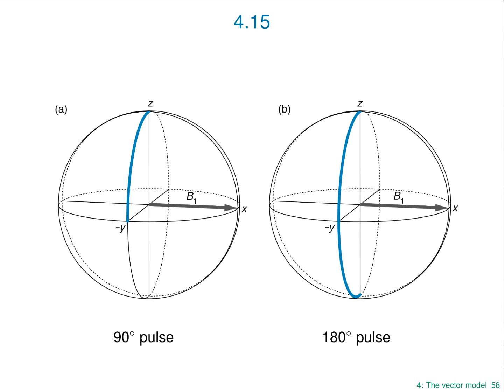Of course, you don't have to do that. If you leave the pulse on for longer, it will start on plus Z, it will go down to minus Y, and if you keep on, it will end up on minus Z. And now the total rotation is 180 degrees, and that's called a flip angle of 180 degrees. So you can do either of these in this way.